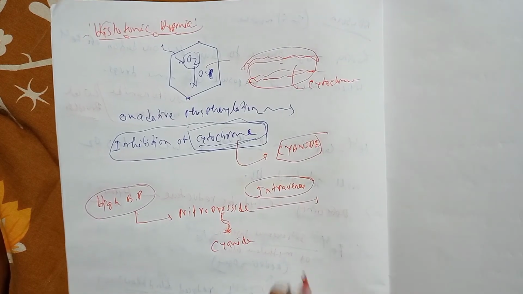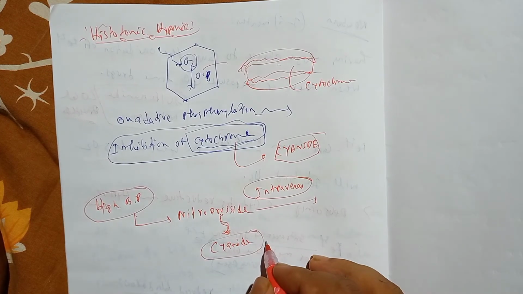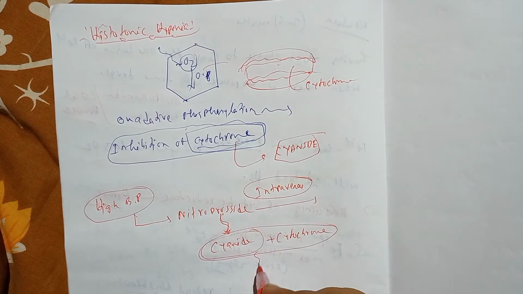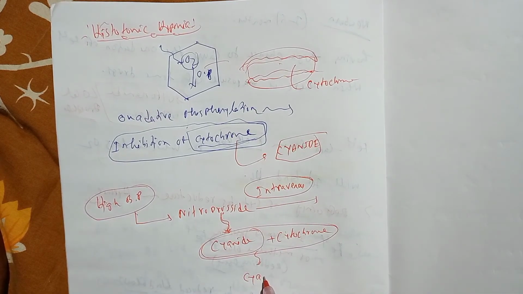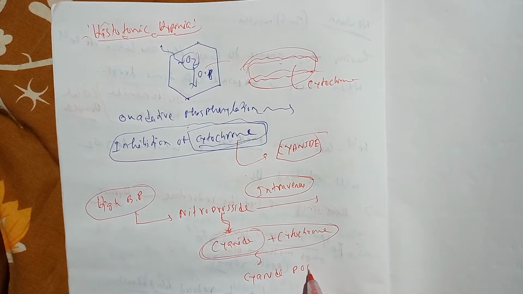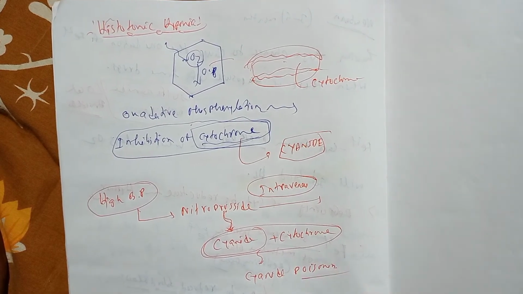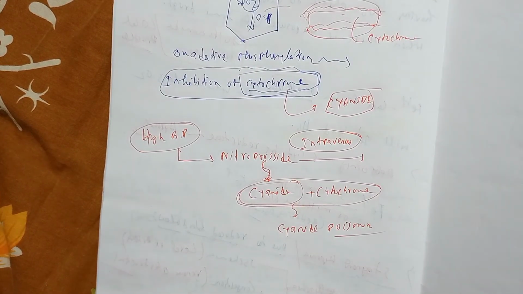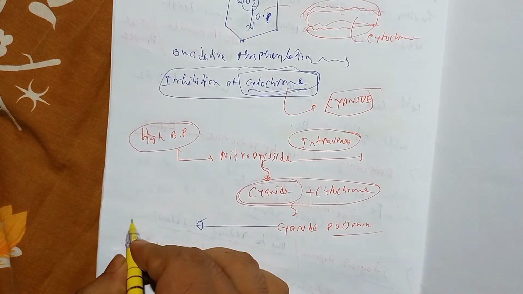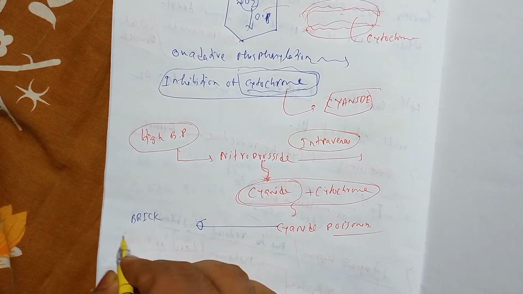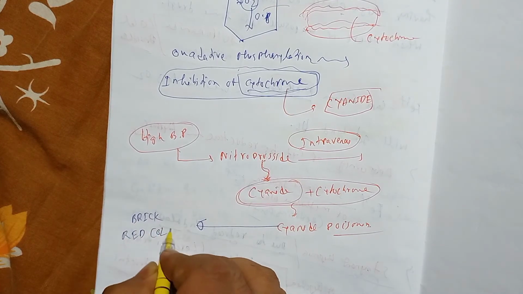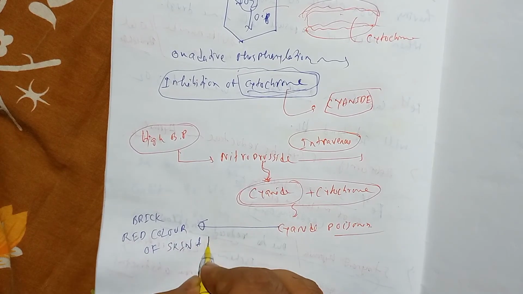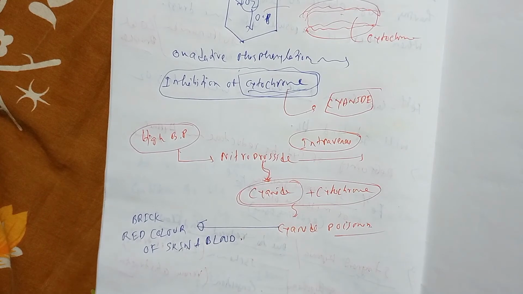And whenever the cyanide gets combined with the cytochrome, it will lead to cyanide poisoning. And for it, what can you see? The brick red color of skin and blood. The symptom is brick red color of your skin and blood. We can write skin and blood here, guys.